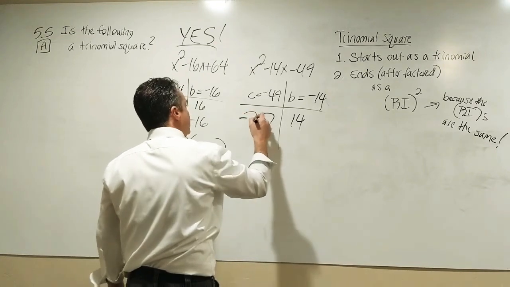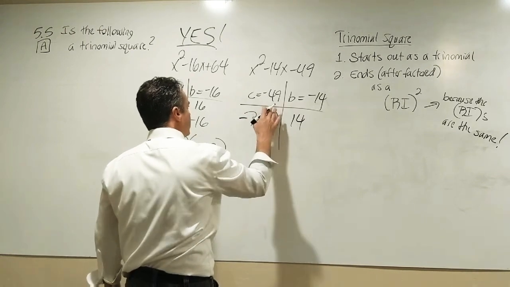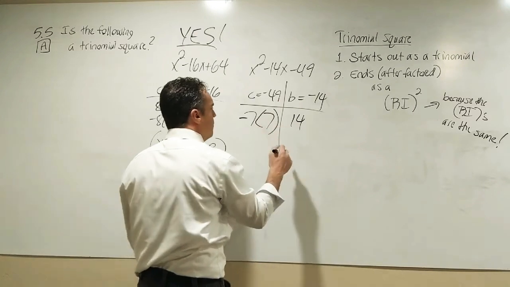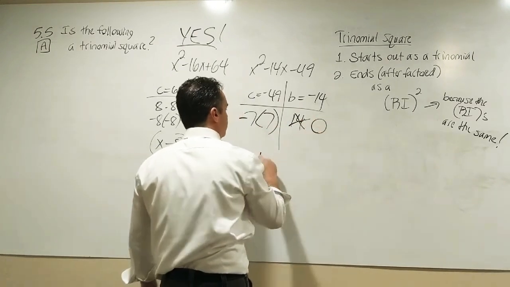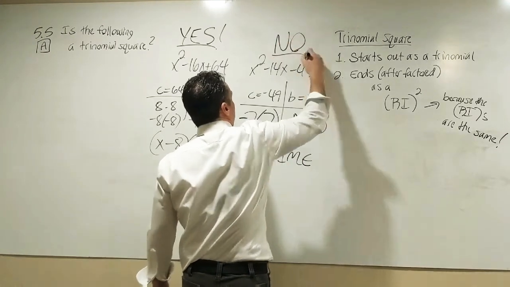Negative 7 and positive 7 is the only thing that can make negative 49, or positive 7 and negative 7. But when added together, that makes 0. And so this is prime. And because it's prime, the answer is a resounding no.